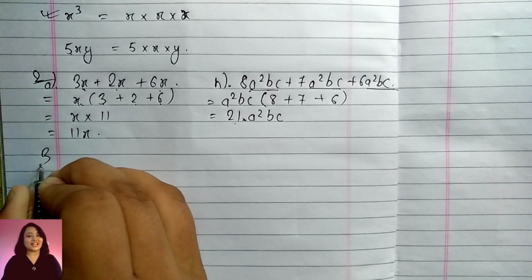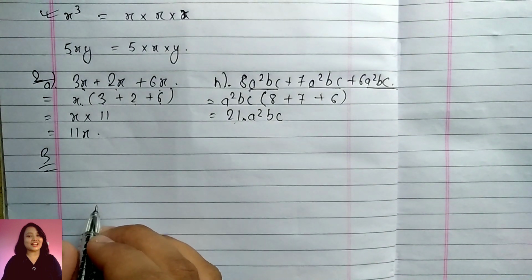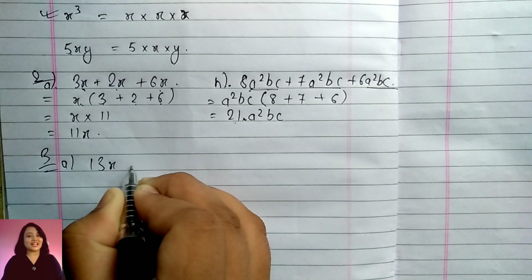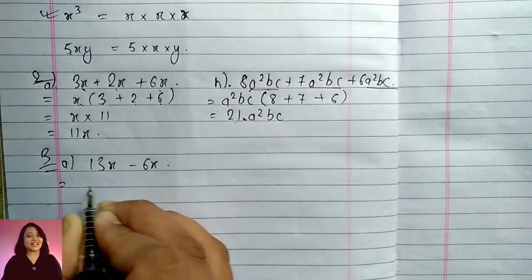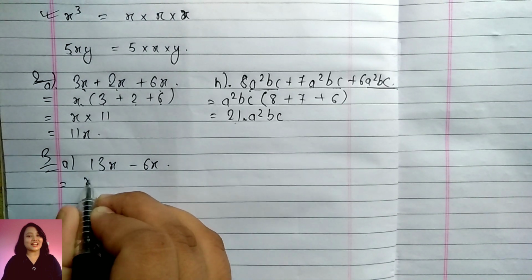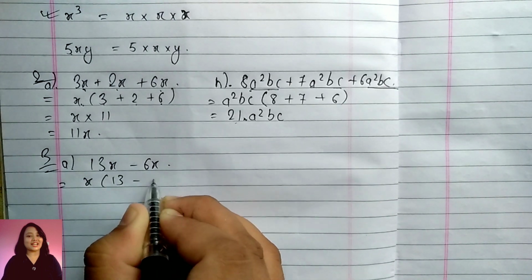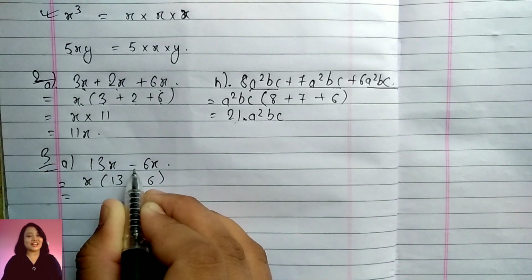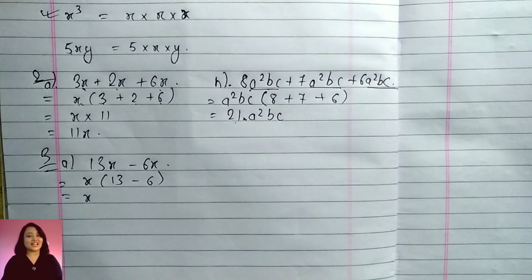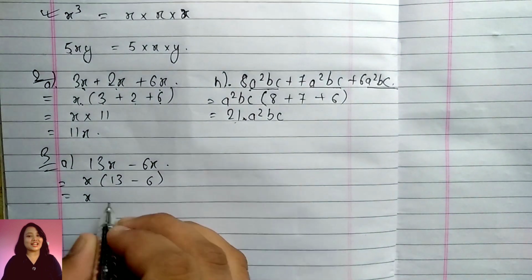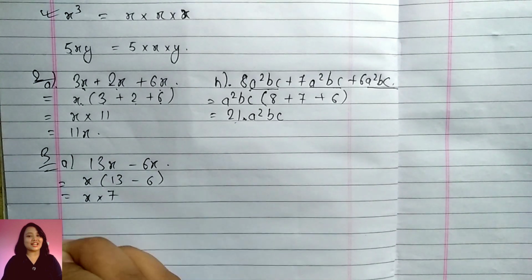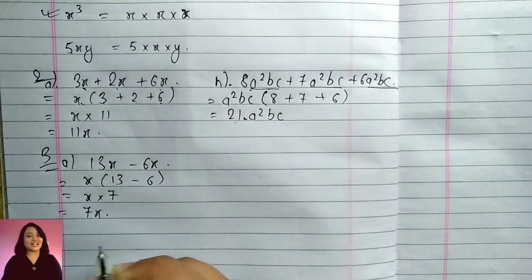Similarly, in question number 3, we have subtraction. So how to do the subtraction? In question number 3a, it's given 13x minus 6x. As I said, addition and subtraction can be done by taking the common. So we can take x as common and the remaining is 13 minus 6. Minus is here, so I have written minus. x into 13 minus 6 is equal to, into 7. Why have I written here into? Because here is a bracket. So the answer is 7x.